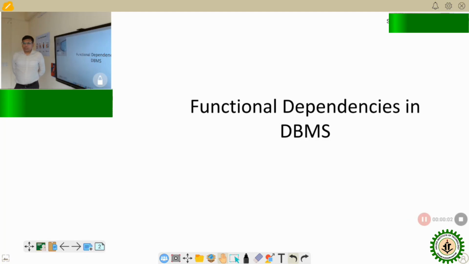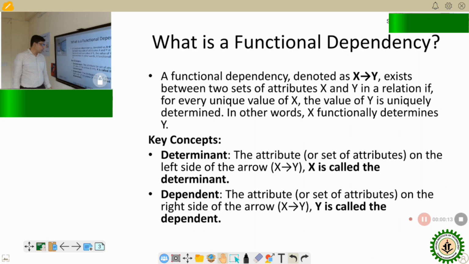Good morning, students. Today we will start our new topic, that is functional dependencies in DBMS. So we start with the definition of the functional dependency.